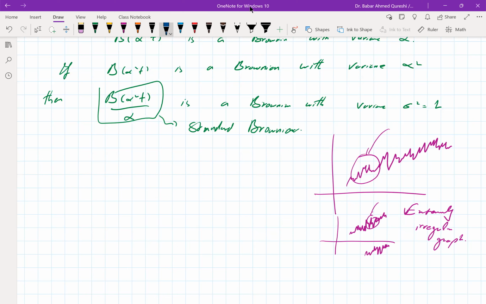Now, one can talk about various quantities of interest of Brownian motion. And some of the most important ones, one is called the hitting time.